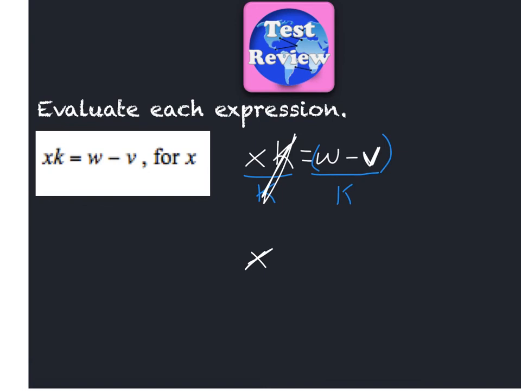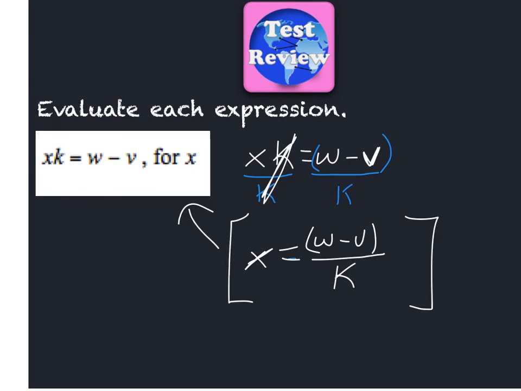Now, can we divide w minus v by k? No, we can't. So that's it. We would just leave it like this. We satisfied this question here. We did what they wanted us to do because x is by itself. And x would equal w minus v divided by k. That's it. That's all you'd have to do. So that's the literal equation.